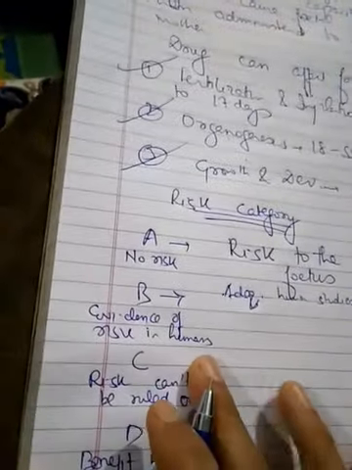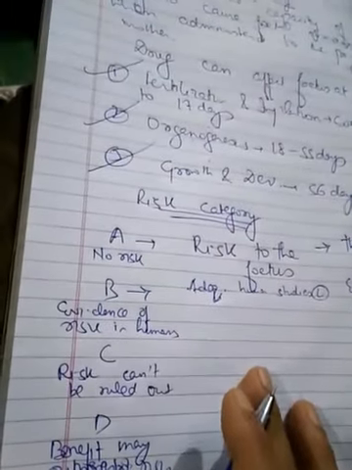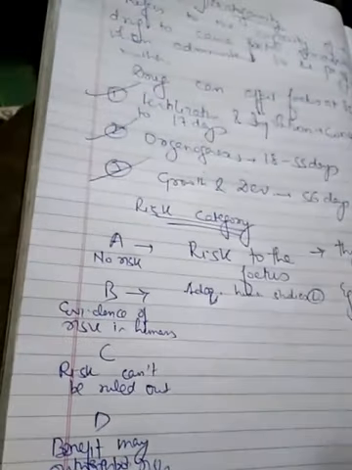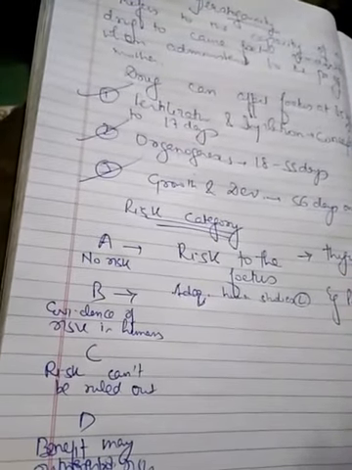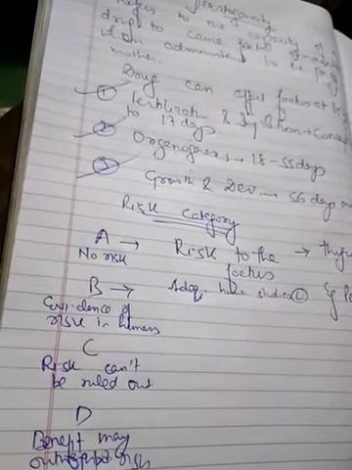Here in the C category, that is risk cannot be ruled out, there are no adequate studies in pregnant women, and animal studies are lacking or have shown an adverse effect on the fetus, but potential benefit may warrant use of the drug in pregnant women despite potential risk. Example is morphine.